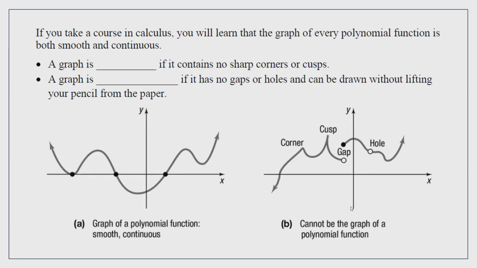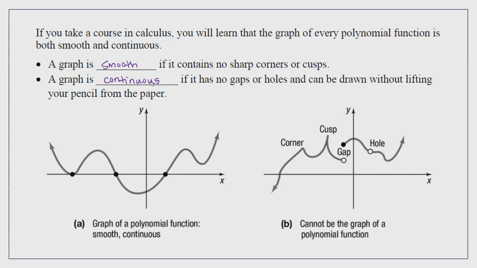Okay? If you take a course in calculus, you will learn that the graph of every polynomial function is both smooth and continuous. A graph is smooth if it contains no sharp corners or cusps. A graph is continuous if it has no gaps or holes and can be drawn without lifting your pencil from the paper. Looking back at A, we can start on the left-hand side and continuously go to the right-hand side. So that's what makes this example both a smooth and continuous polynomial function.